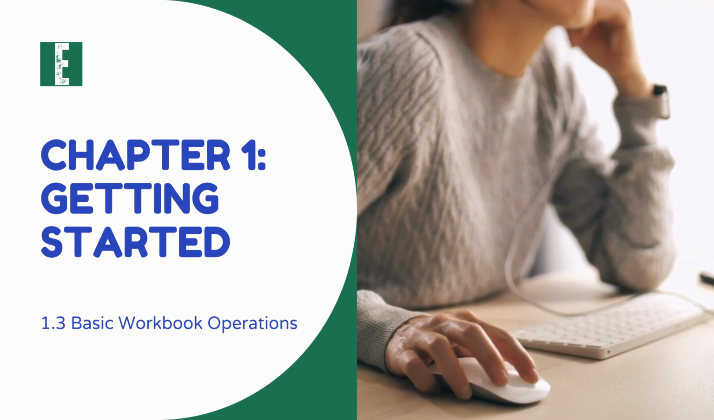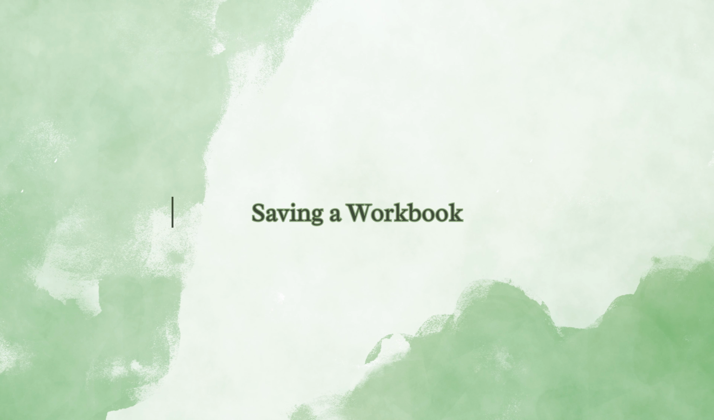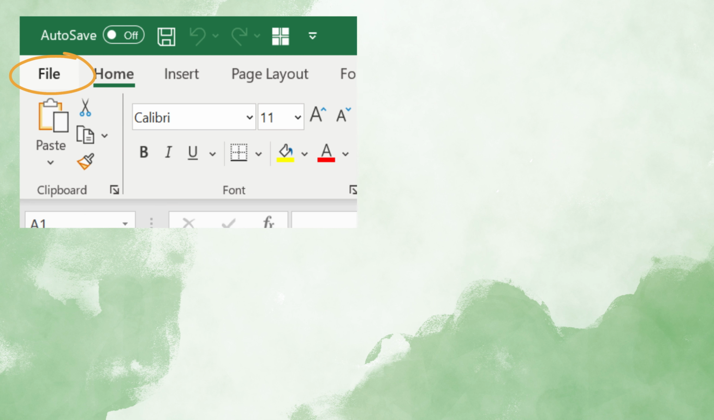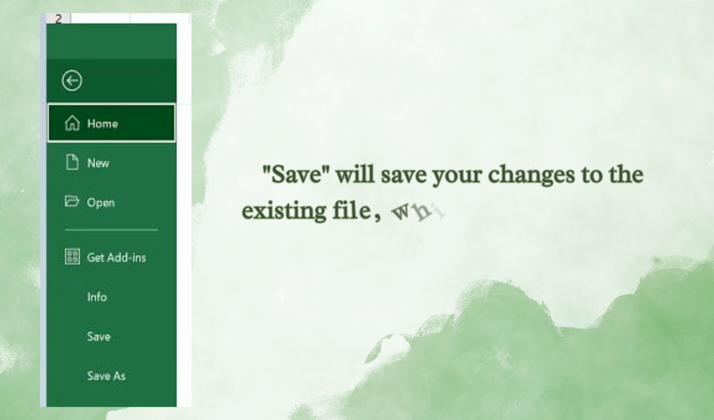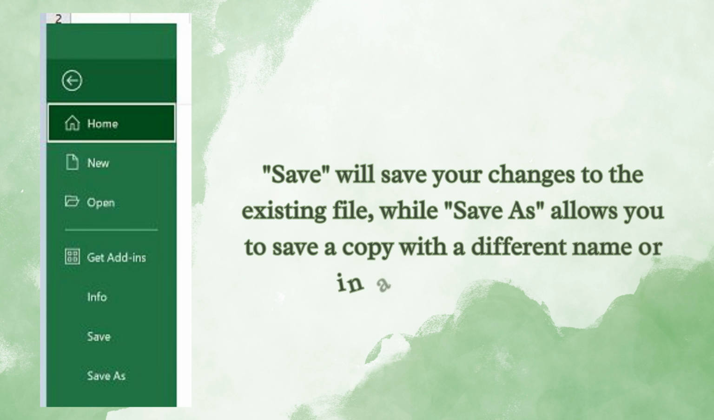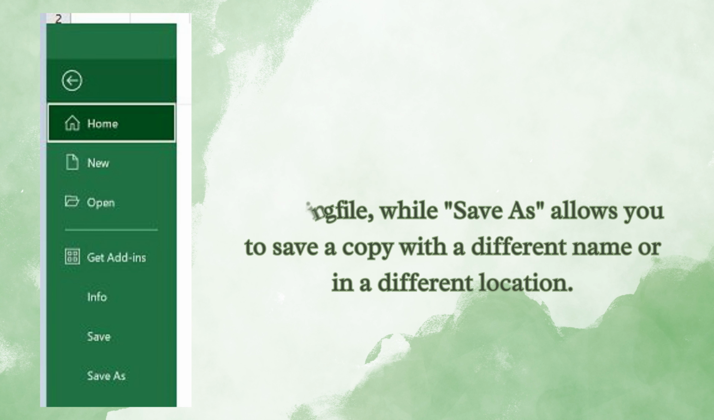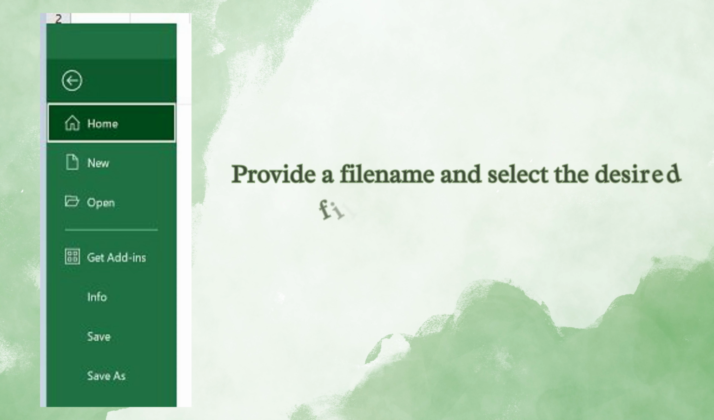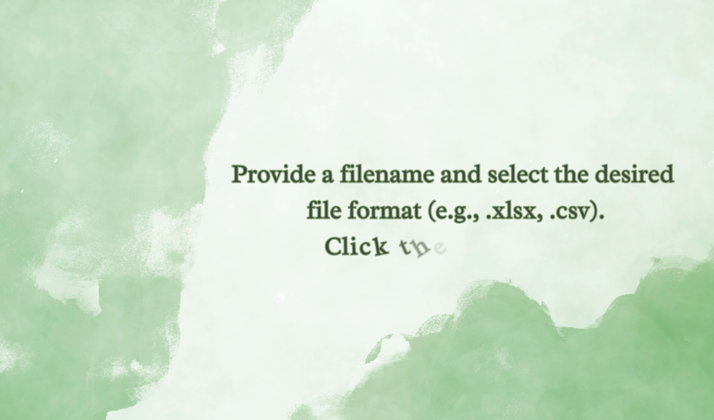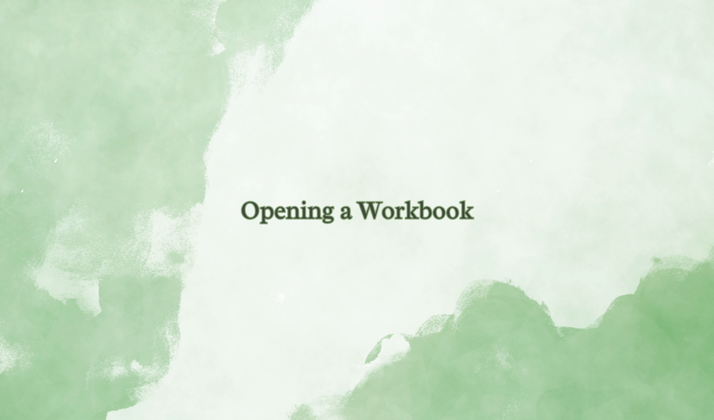1.3 Basic Workbook Operations. Saving a workbook. To save your Excel workbook, click on the File tab in the ribbon, usually the leftmost tab. Select Save or Save As from the menu. Save will save your changes to the existing file, while Save As allows you to save a copy with a different name or in a different location. Choose a location on your computer or cloud storage where you want to save the file. Provide a file name and select the desired file format, e.g., .xlsx, .csv. Click the Save button.